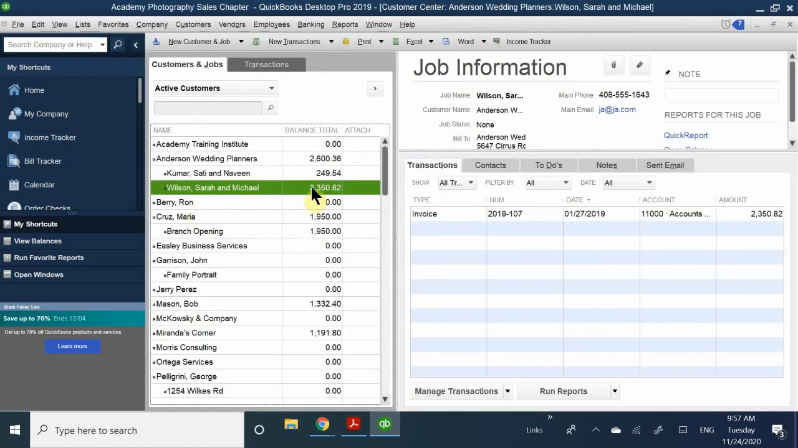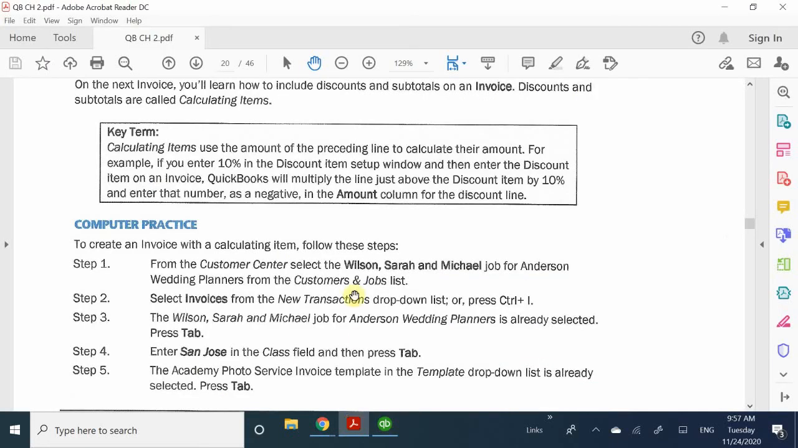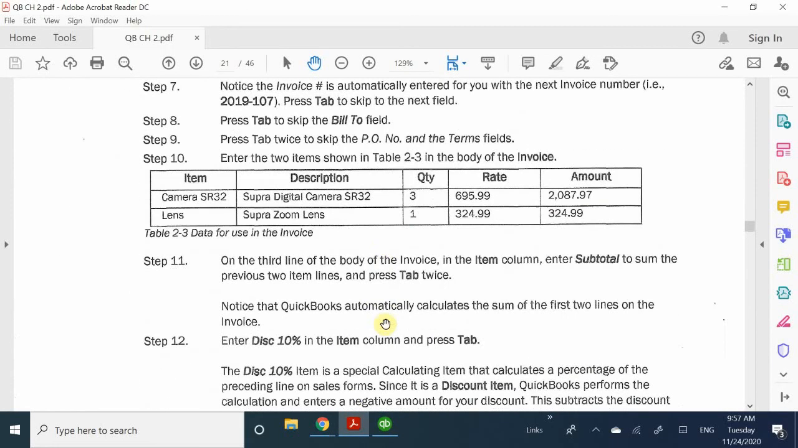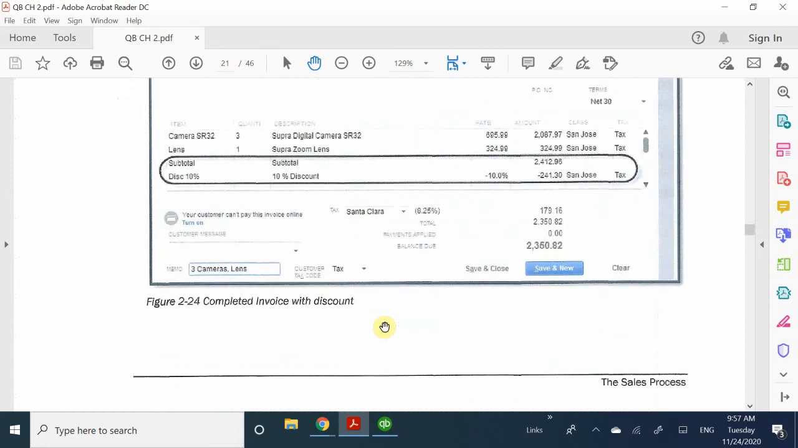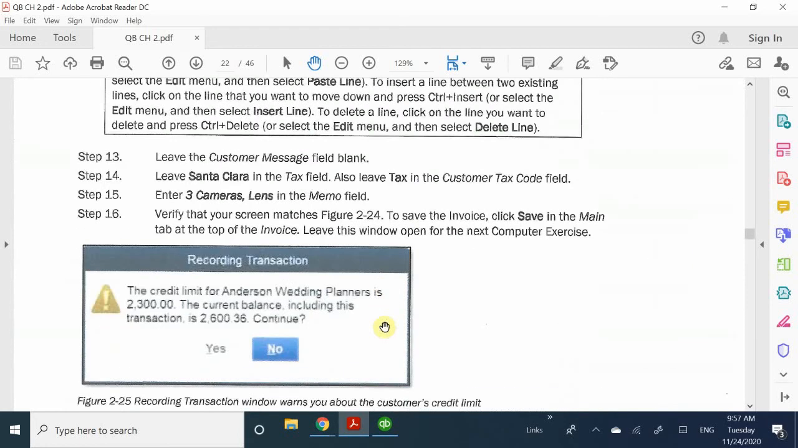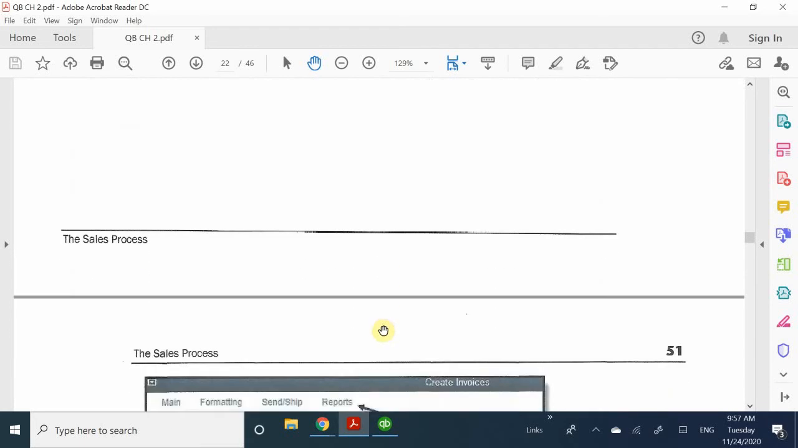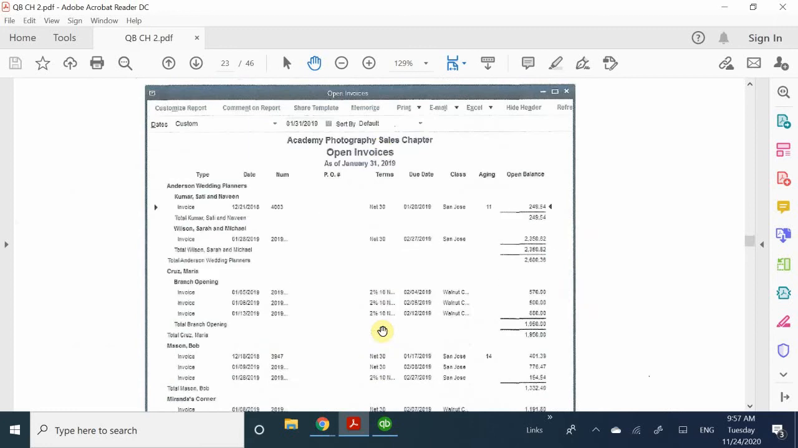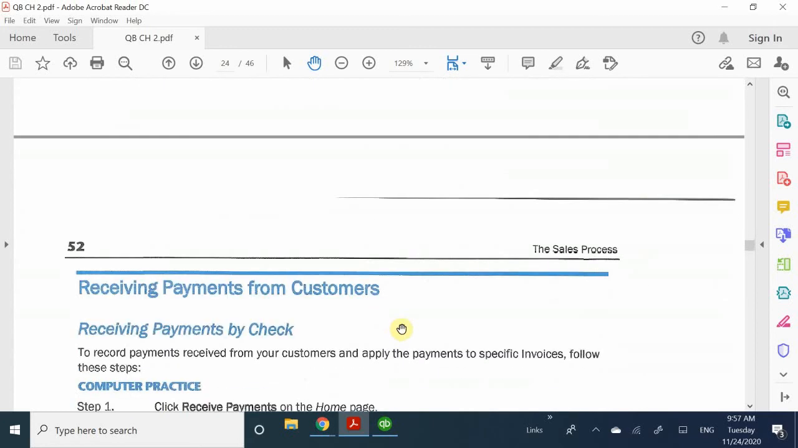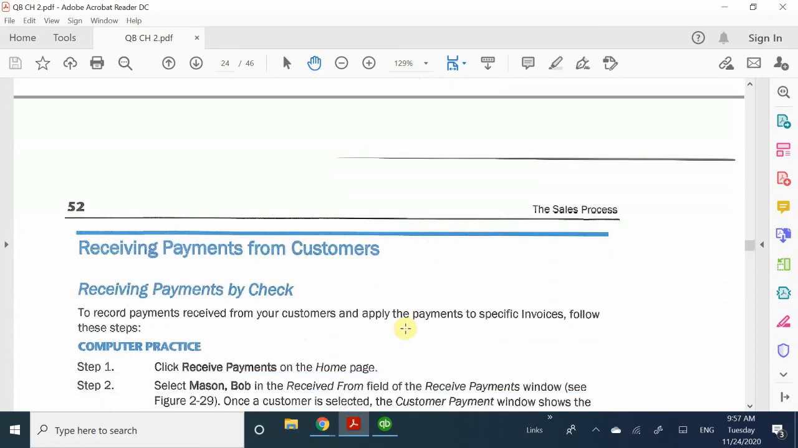All right, so now I have Anderson Wedding. They owe us a lot. All right. So that's how you utilize that. Okay. So I believe the next part, sorry if I'm making you guys dizzy, is how we actually receive our payments.